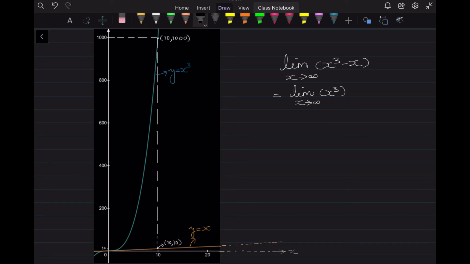So what I have done here, in order to determine this limit, I have retained the highest power term from this expression because it dominates, and I ignored the lowest power term because its growth does not count as compared to the growth of x cubed when x approaches infinity. So finally, we write this limit as infinity.